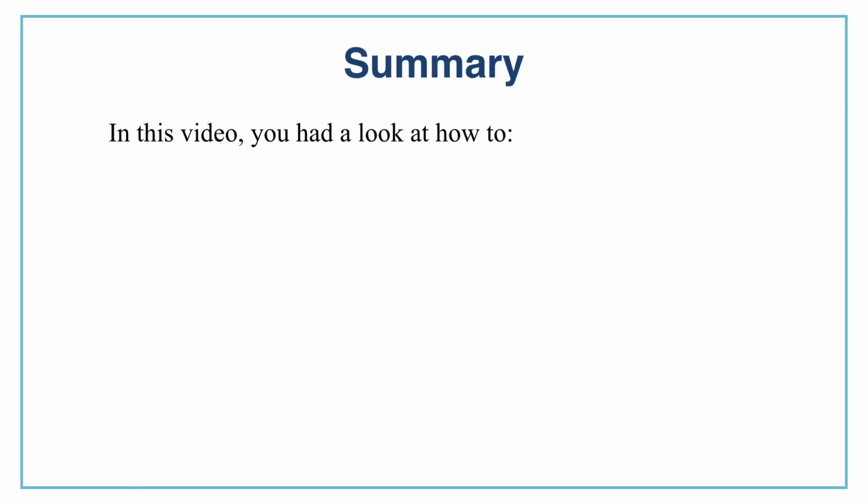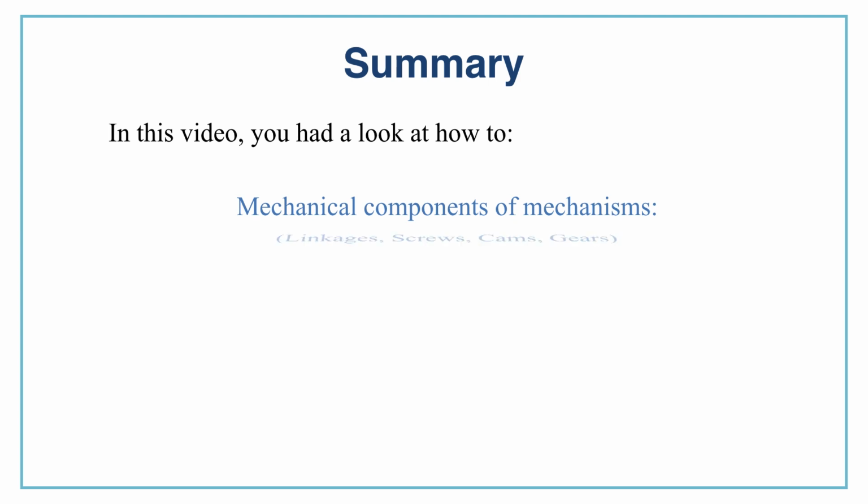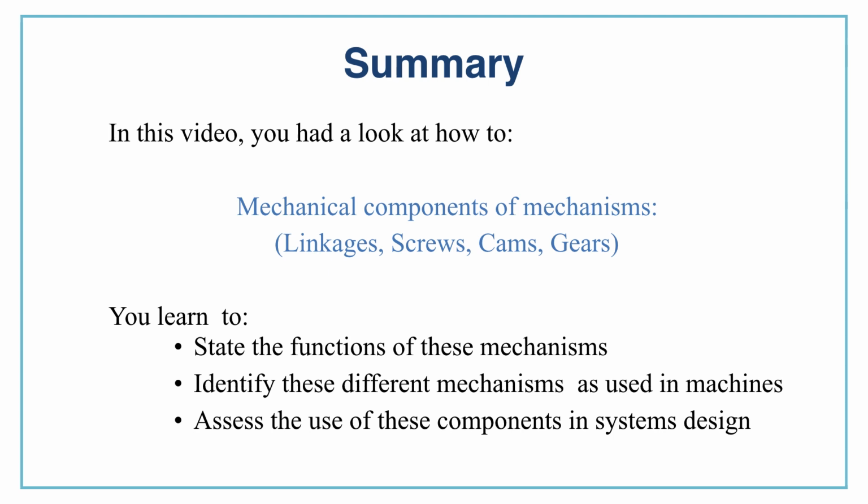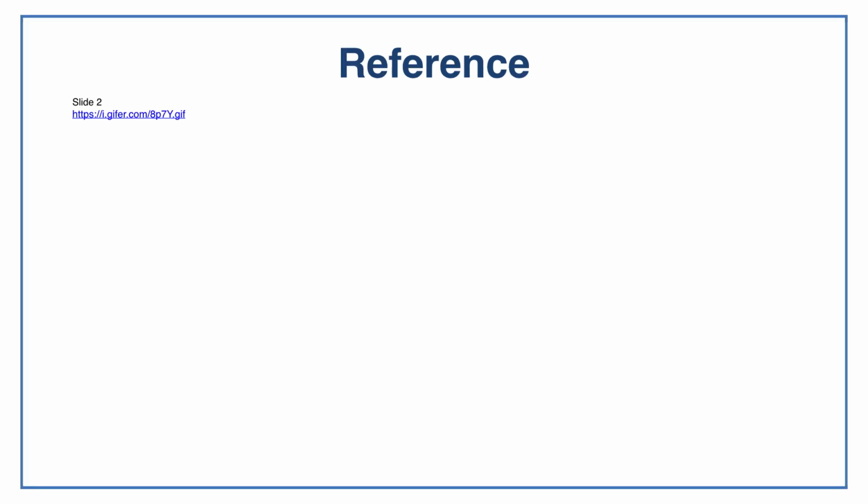In this video, you had a look at mechanical components of mechanisms, namely linkages, screws, cams, and gears. You learned to state the functions of these mechanisms, to identify different mechanisms used in machines, and to assess the use of these components in systems design. These are the references for the images used.